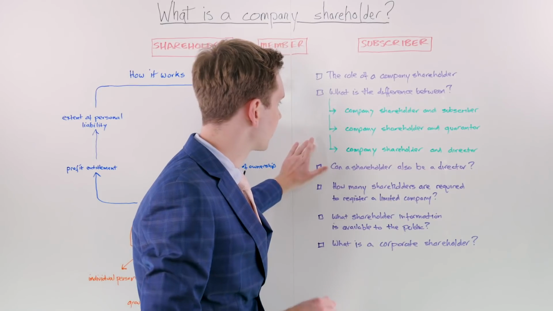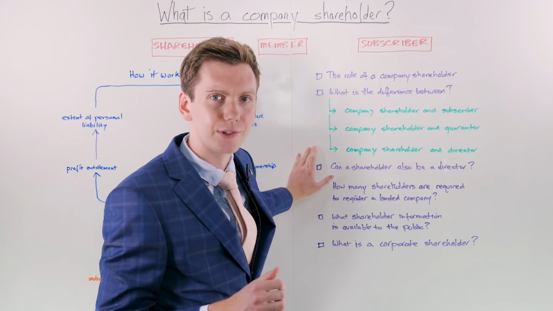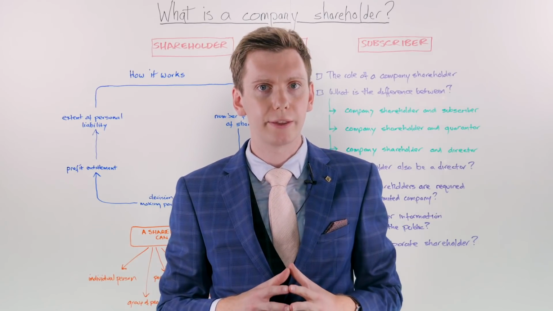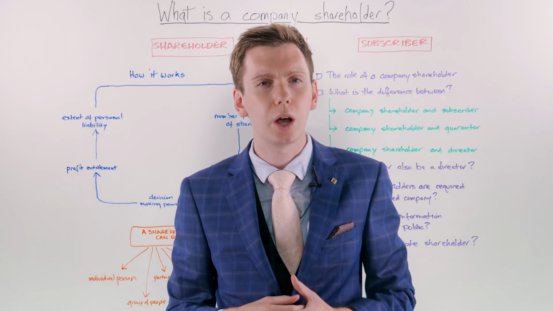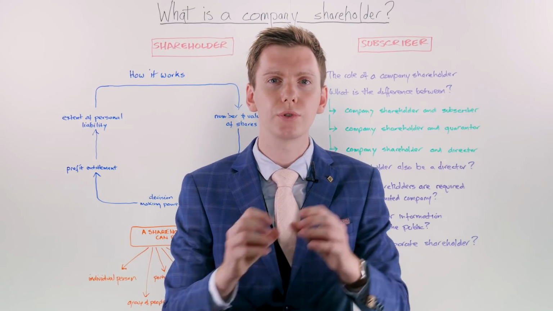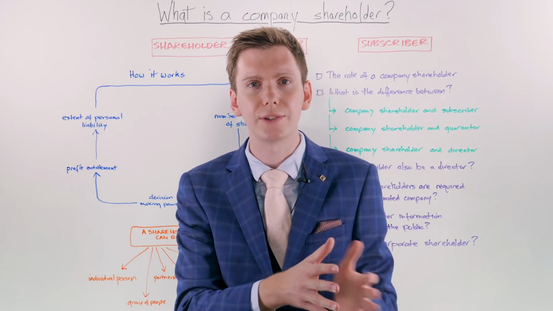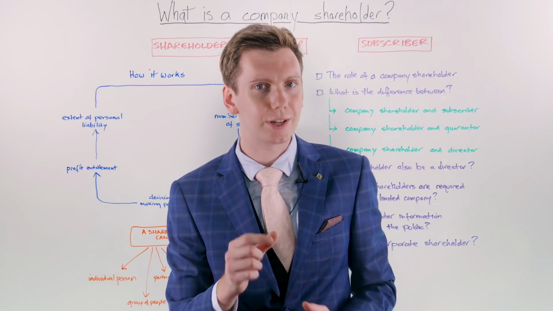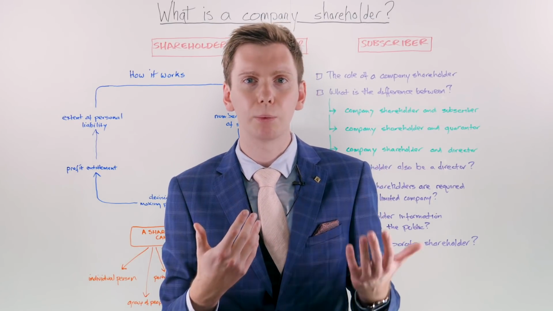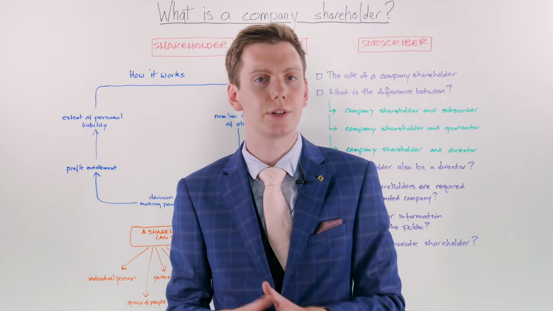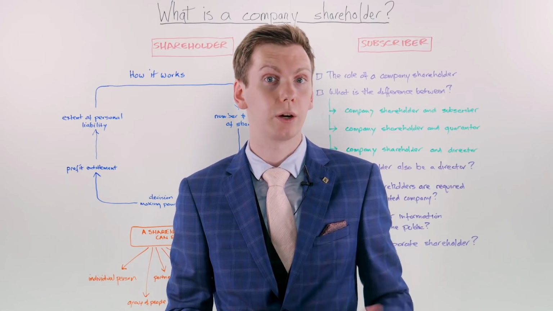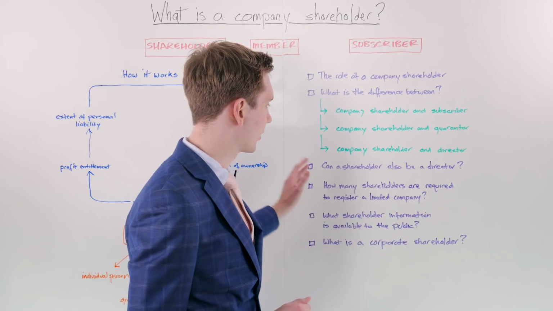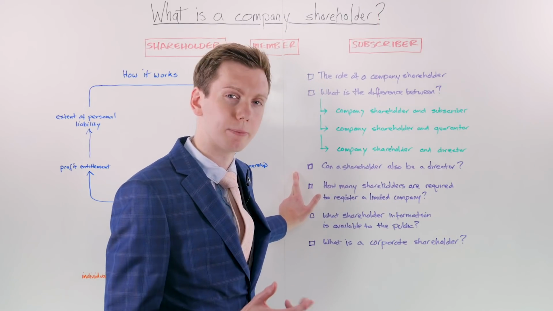Finally, let's talk about the difference between a company shareholder and a director. Now, these two roles are entirely separate and different from one another. A shareholder is the beneficial owner. They provide the financial security of the business, receiving profit and having ultimate control. By contrast, a company director is appointed to manage the day-to-day operations and finances on behalf of the company shareholders and for their benefit. Now, you might be asking yourself, can a shareholder also be a director?